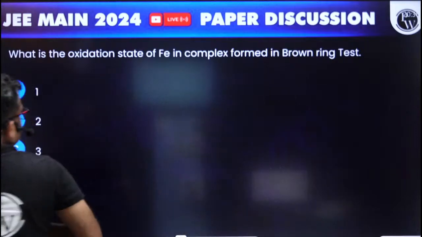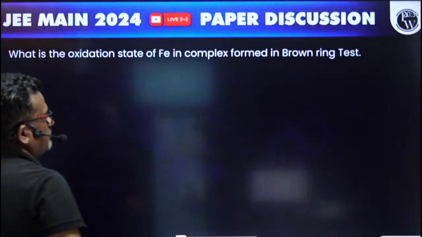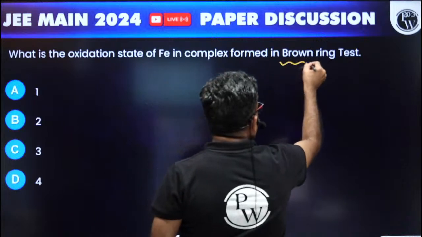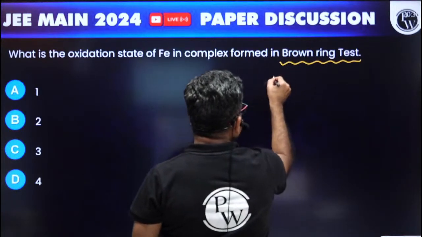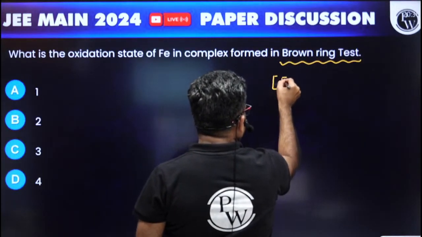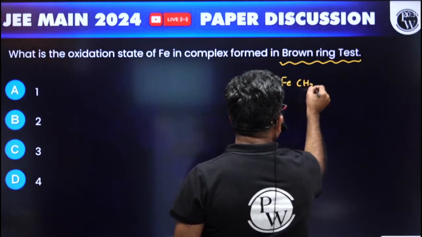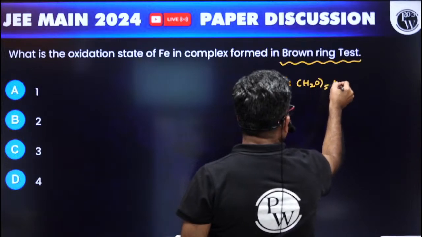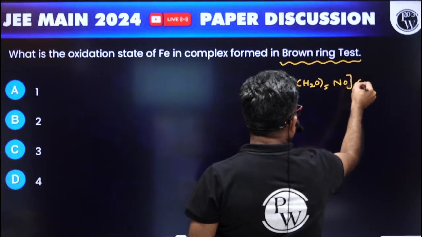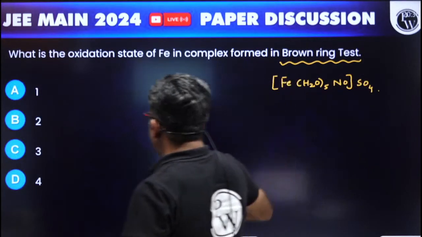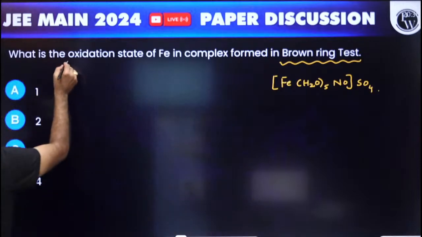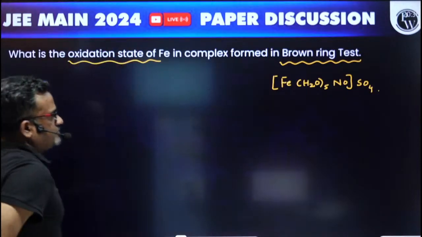What is the oxidation state of iron in the complex formed in the Brown ring test? For the Brown ring test, you have a complex. What is the name of that? Fe(H2O)5NO SO4. This is the Brown ring complex. What is the oxidation state of iron in that?